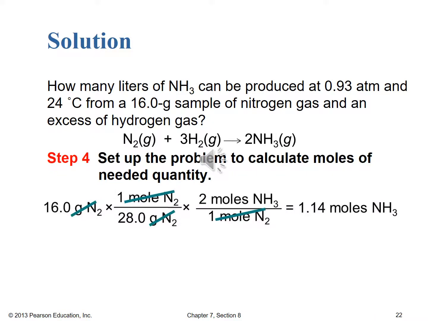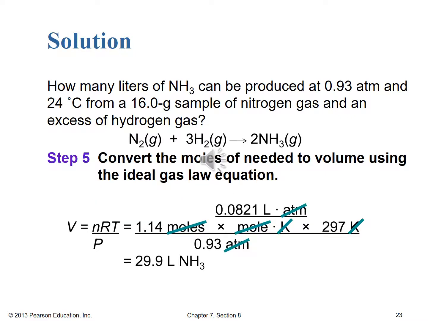Now in step 4, we can set up the problem to calculate the moles of the needed quantity. So here we have 16 grams of nitrogen multiplied by 1 mole of nitrogen over 28.0 grams of nitrogen. And now that we're in moles of nitrogen, we can convert to moles of ammonia by using the balanced chemical equation to show that 2 moles of NH3 are produced for every 1 mole of N2 reacted. And we get a value of 1.14 moles of ammonia.